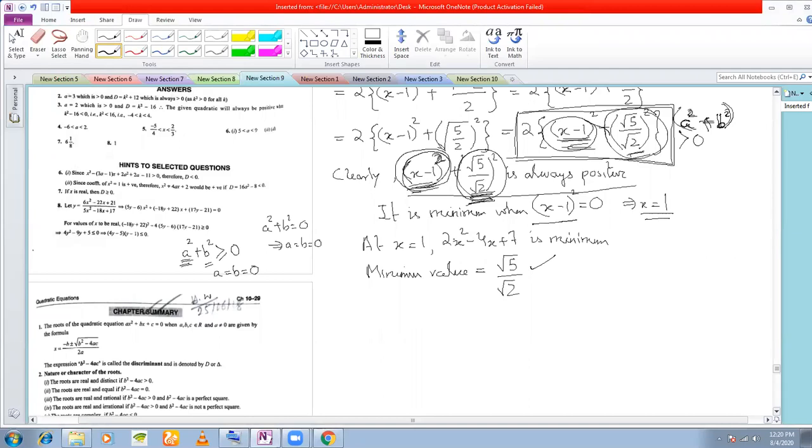Yes, sir. You understood this problem properly? Yes, sir. You have to express it in the form of A square plus B square, and then you will have to check. If you express it in the form A square plus B square, then you have already shown that it is always positive. Now you will have to show what the minimum value is. The minimum value of this expression occurs when this is 0. See, this is always positive. The minimum value occurs when this is 0. When this is 0, what is the value of the expression?